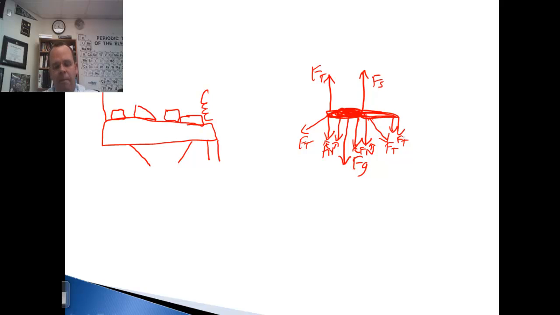So if you'll go through those steps, and we're going to practice this with a worksheet in class tomorrow, I think you'll start to pick up the concept of drawing free body diagrams. The key is understanding the different types of forces and labeling them all clearly.